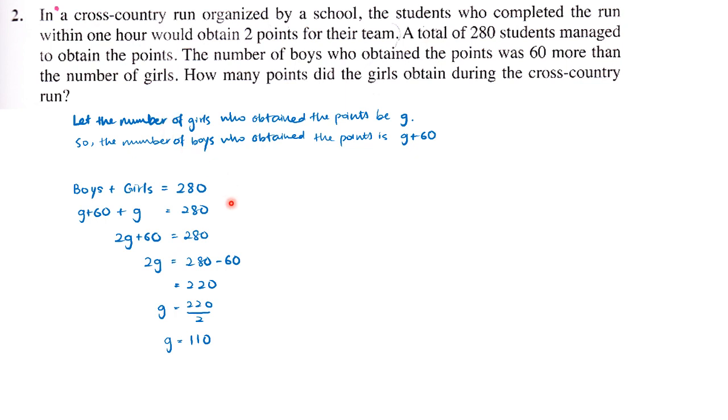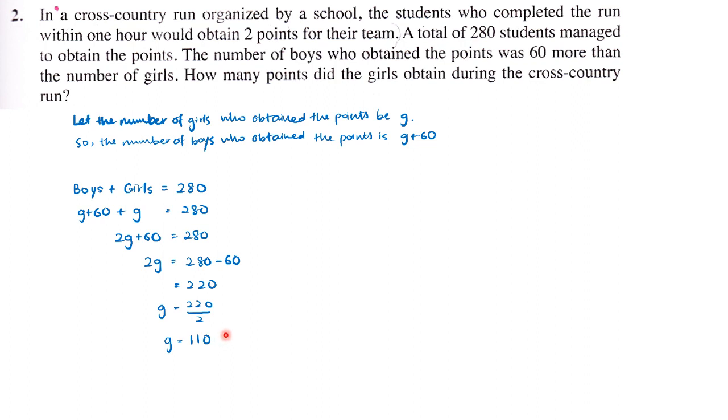Okay, so let's form an equation. Boys plus girls equals to 280. So boys is G plus 60, plus G equals to 280. You add them together, and then you get this, and then minus 60 on both sides, divide 2 on both sides, and you'll find out that the number of girls is 110.